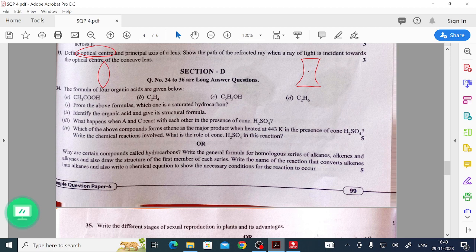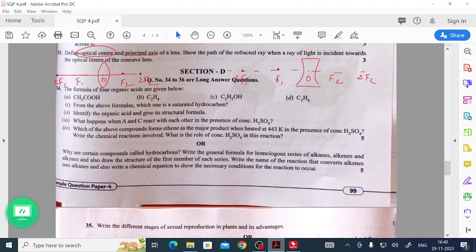And next they are asking about the principal axis. It is an imaginary line which passes through the center of the lens by joining the optical center and focus. Then just draw the line.